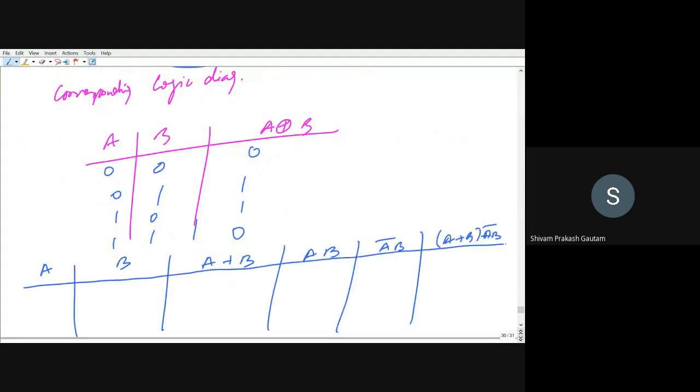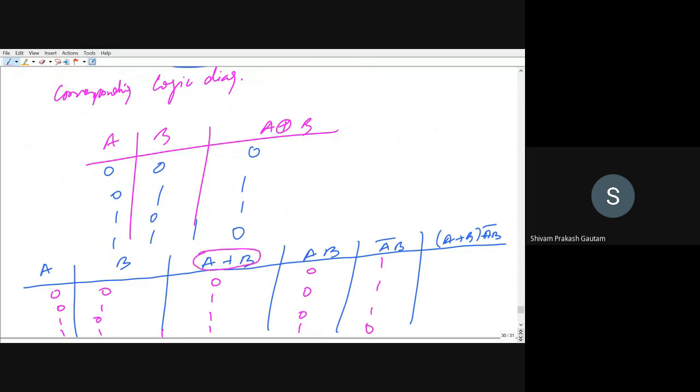So here 0 0, 0 1, 1 0, 1 1. Okay. Now A plus B we have to make, so 0 1 1 1. This is a simple OR gate, right? Then AB means AND gate, so this will be 0 0 0 1. Then we have to complement it, that means 1 1 1 0. Now we have to multiply both of them, that is A plus B multiplied by AB bar.